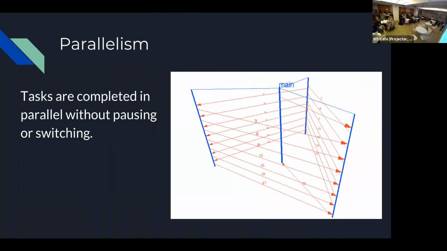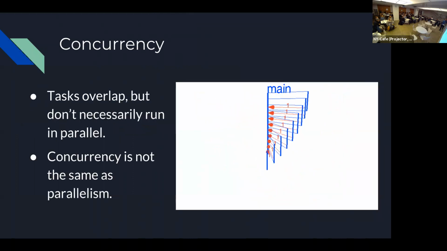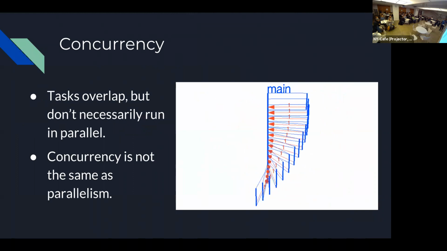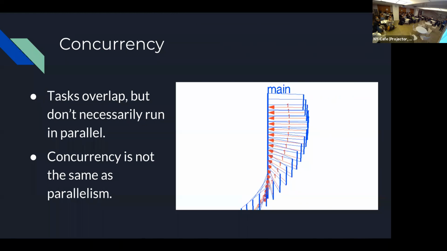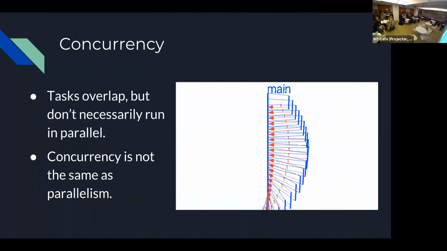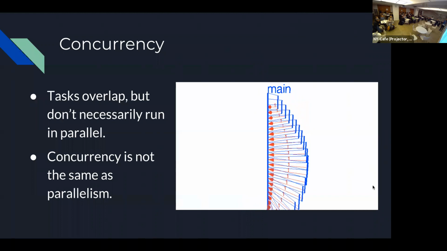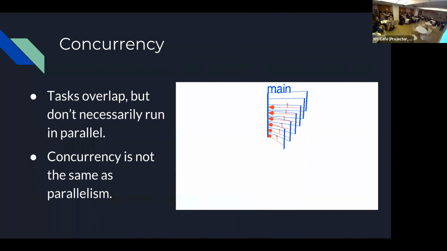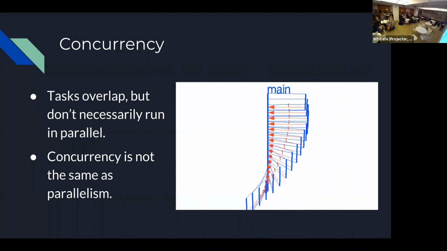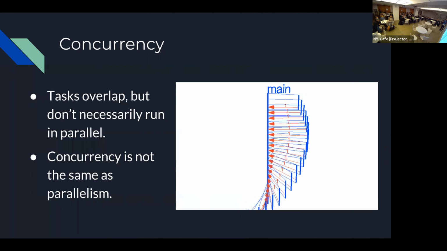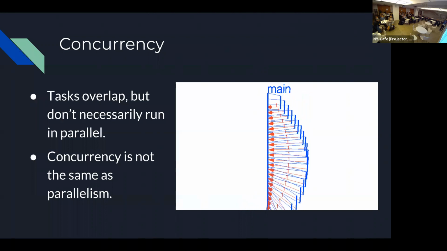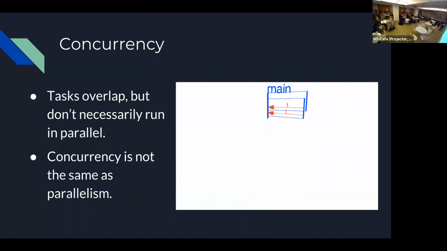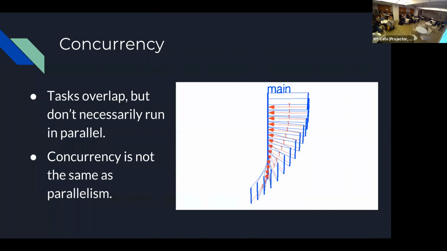Contrast that with concurrency, which is tasks overlap, but don't necessarily run in parallel. So we can have one thread doing 5 different tasks. That one thread is jumping between tasks. So technically 5 things are happening, but they're all being done by one thread, and it's not doing them all at once, it's jumping between them, so it's context switching between all those tasks. So that's the difference between concurrency and parallelism. Parallelism is in parallel; concurrency is overlapping, but not necessarily in parallel.